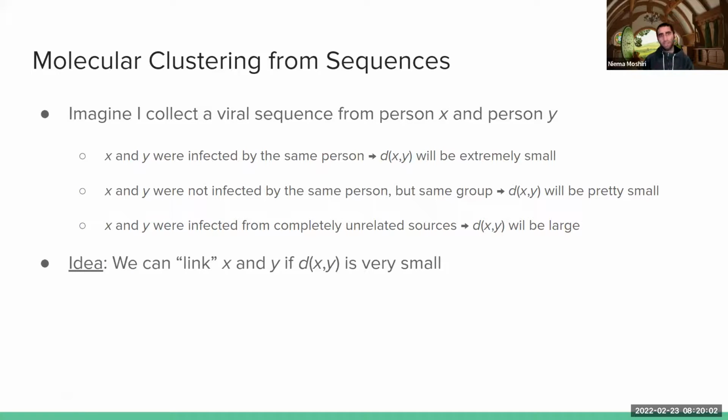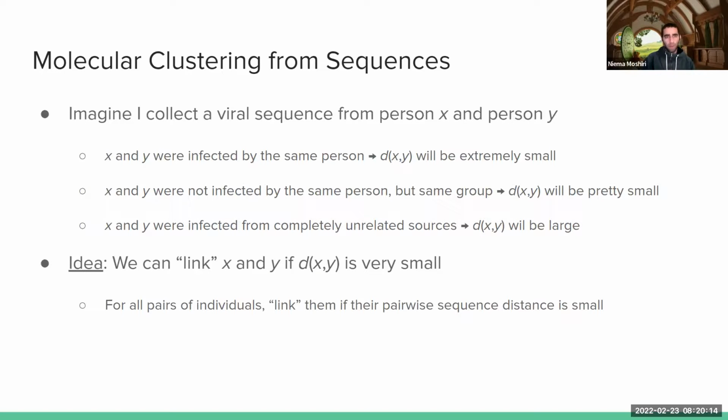If I have two people, X and Y, I can link these two people if their pairwise distance is very small. So what I could do is, for every single pair of individuals, let's say that I've sequenced 100 people, do every single possible pairwise comparison between their viral sequences. And if person X and person Y have viral sequences that have a small pairwise distance, let me link them. And then each of those resulting chains of links defines a molecular cluster. So I have an example to show how this would work.